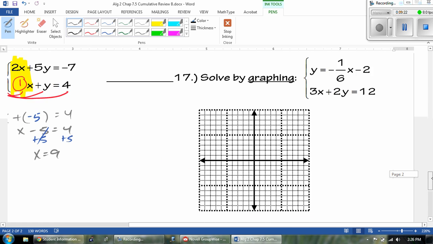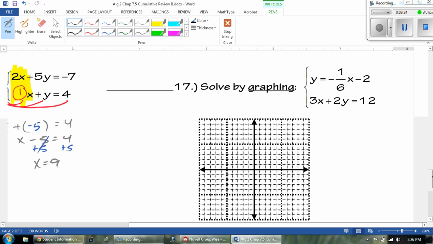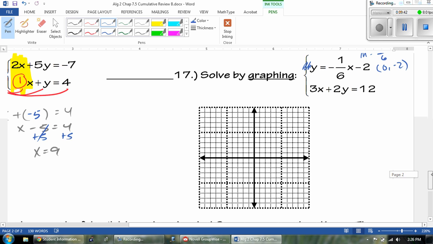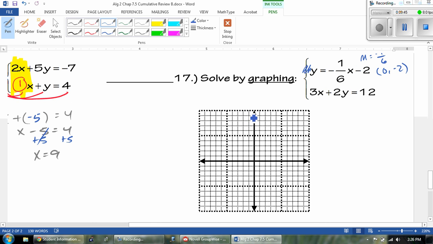Okay. Number 17, solve by graphing. We remember how to do that, right? Ugh, we'll find out. So the top one is already solved for us. The y is by itself. I can see that my slope is negative 1/6, and my y-intercept is 0, negative 2. All right, so I'm going to start at 0, negative 2. I'm going to go down 1 over 6. Down 1. Oh, can't go anymore. But I'm going to go in both directions.